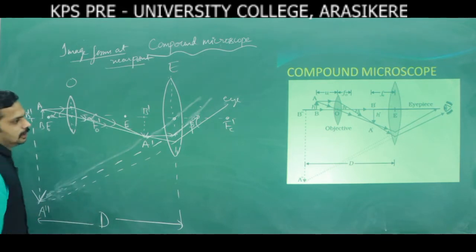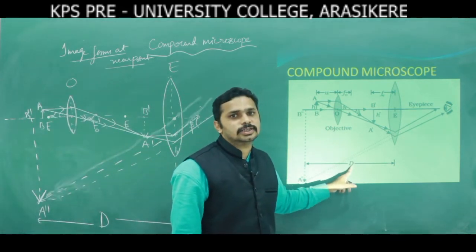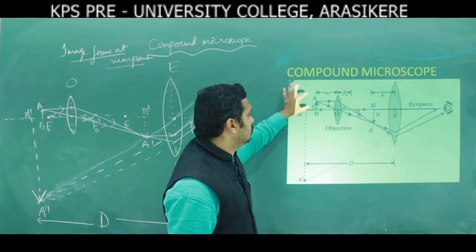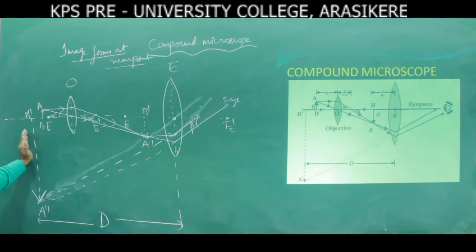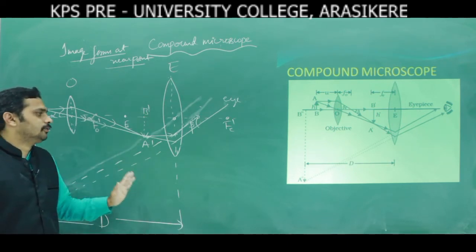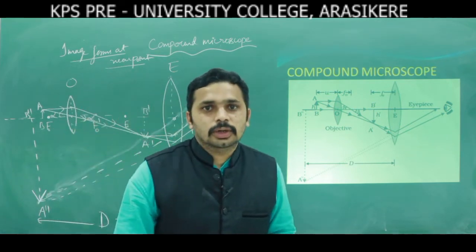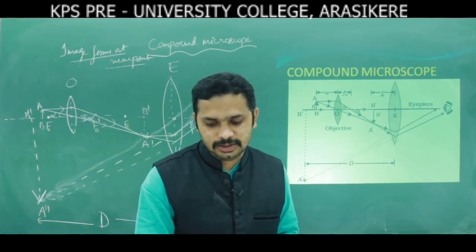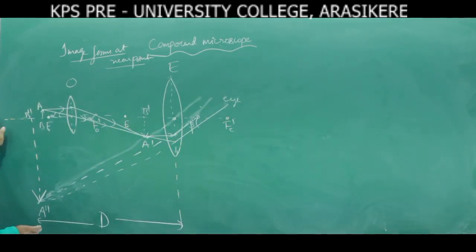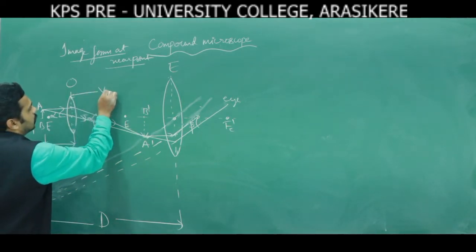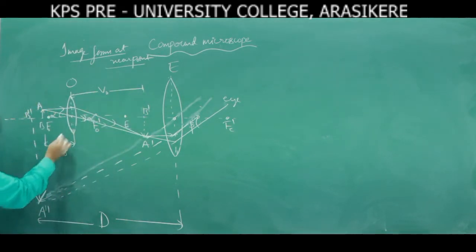Now this is capital D. What is capital D? Least distance of distinct vision. Now AB is the object, A double dash, B double dash is the final image of the object. This is capital D, the least distance of distinct vision. Now I am going to give the expression for magnification when the image forms at near point. Look at here. Now this is the object distance U0. What is U0? Object distance. Here what is V0? Image distance. U0 is the object distance, V0 is the image distance.